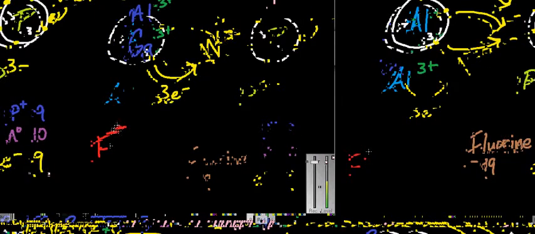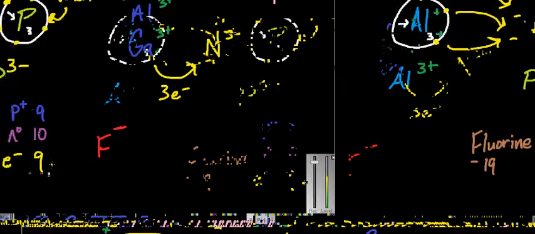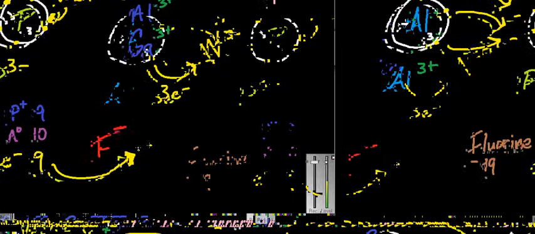Now if I asked you how many protons, neutrons, and electrons were in fluorine minus, the ion form of it, everything would be the same except the electrons. You would have an extra electron giving you a negative charge, so you would actually have 10 electrons in the fluorine minus.